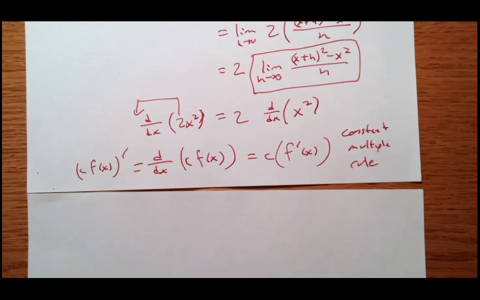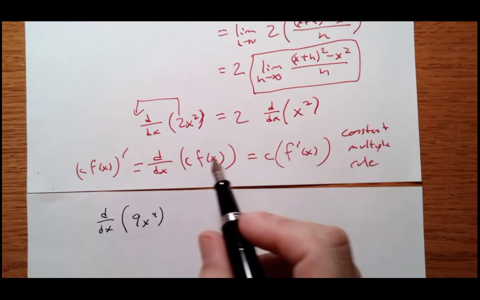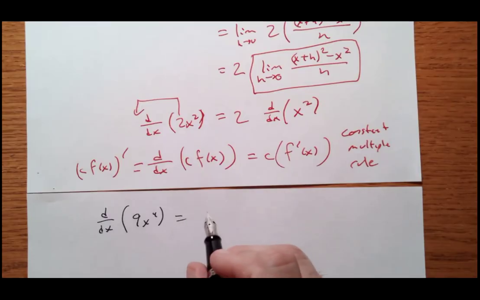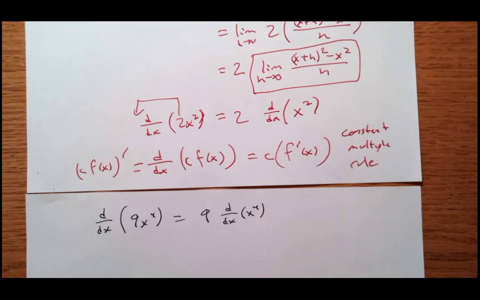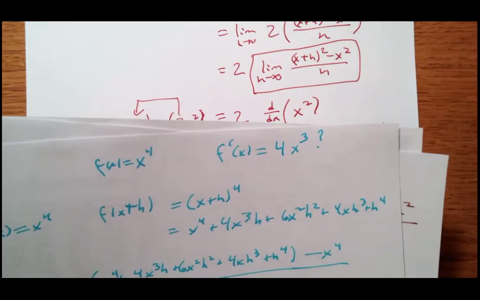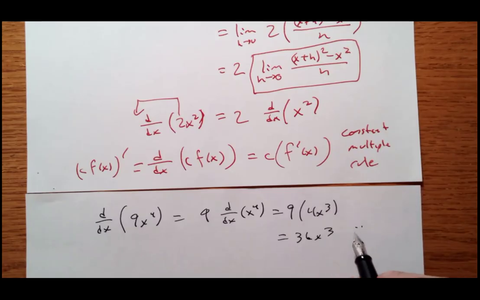If I asked you for the derivative of 9x to the fourth, this constant multiple rule would tell me take the 9 out and do the derivative of x to the fourth. But we wrote that down just a minute or so ago. 9 times 4x cubed, or 36x cubed. I'm done. No crazy limit work required.